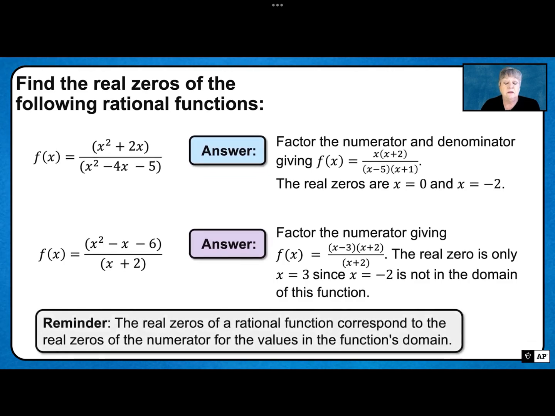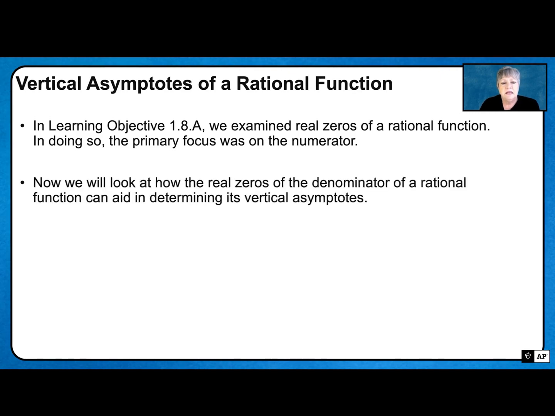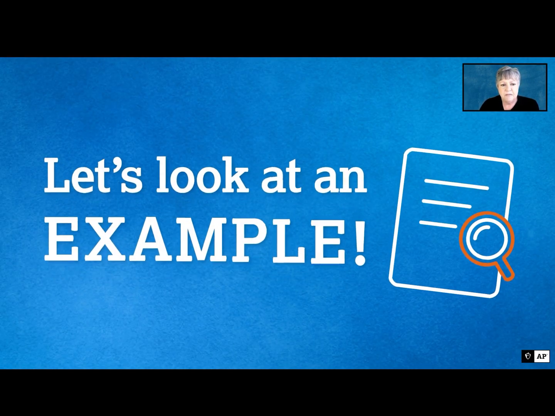So remember, the real zeros of rational functions correspond only to real zeros of the numerator for the values that are in the domain of the function. Today, we're going to look at the vertical asymptotes of a rational function. In learning objective 1.8a, we examined real zeros of a rational function, and in doing so, we basically used the numerator as our primary focus. Now we're going to look at how the real zeros in the denominator of a rational function can aid in determining its vertical asymptotes. And then we're going to look at the unbounded behavior around the vertical asymptotes of a rational function. So let's look at an example.